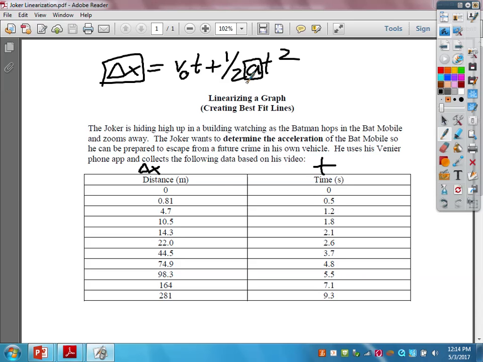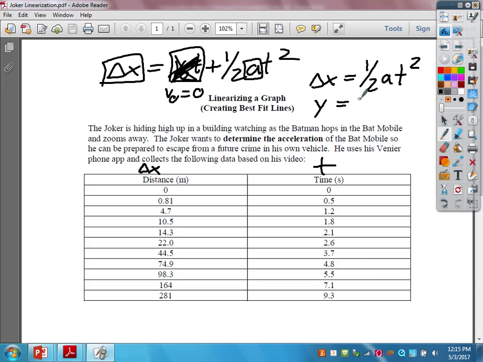And you might immediately go, well, wait a minute, what the heck is v naught? That's the initial velocity. The initial velocity of this Batmobile is 0. So guess what? This can go out of your formula. So you're left with delta x equals 1/2 a t squared. Based on this formula, if I want to make a line, I want to match it up with the y equals mx formula.